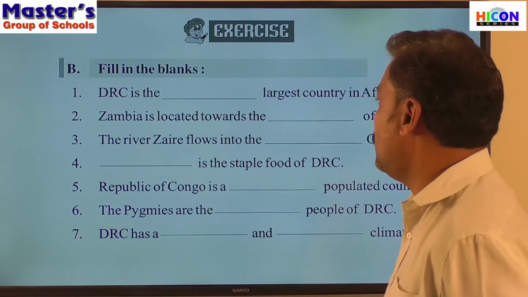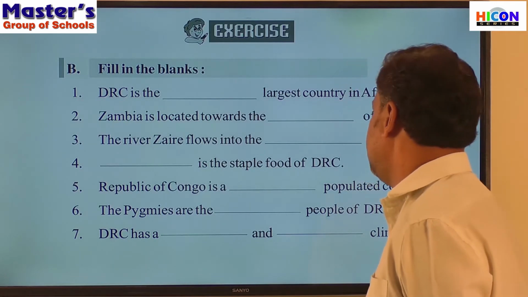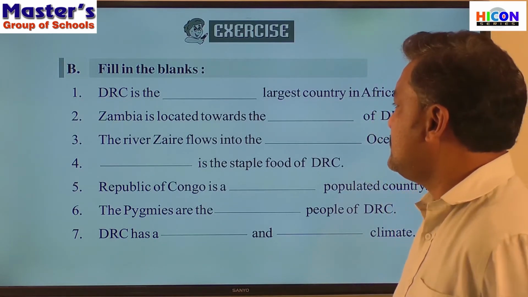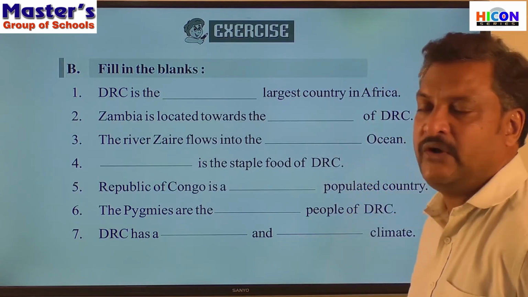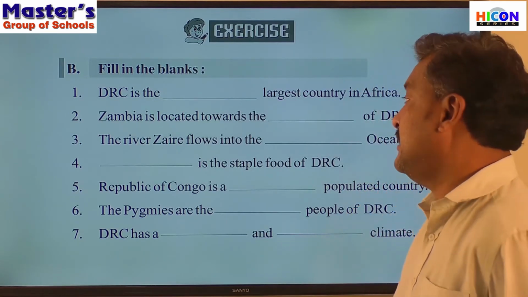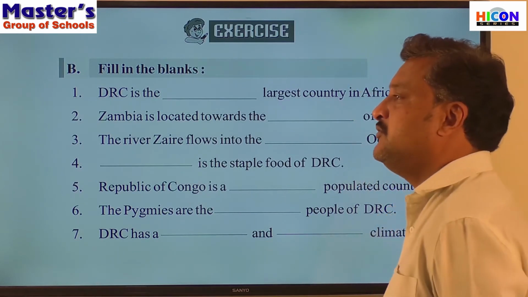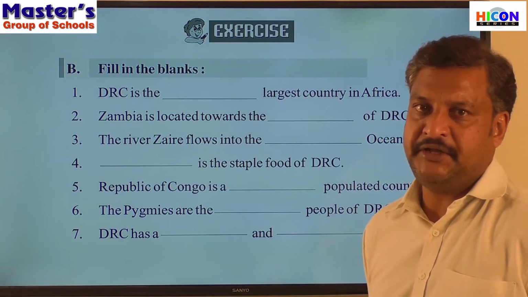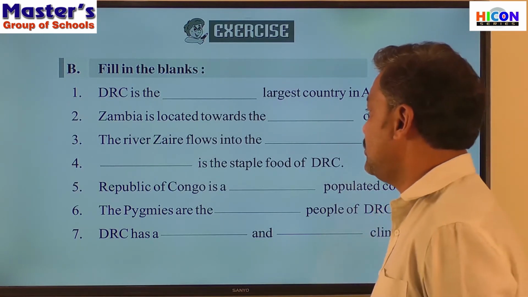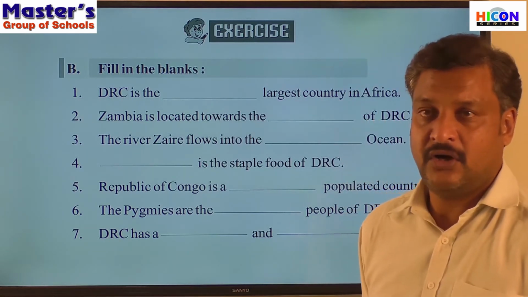Third one, the river Zaire flows into the dash ocean. What is this river called? Yes, we have seen the river Congo is also known as the river Zaire, and it covers almost the entire DRC. At Matadi, it flows into the Atlantic Ocean.